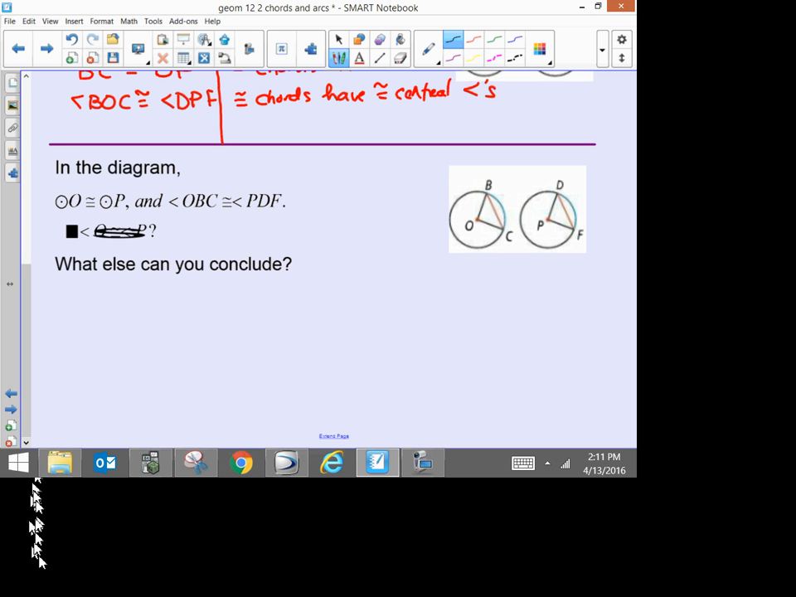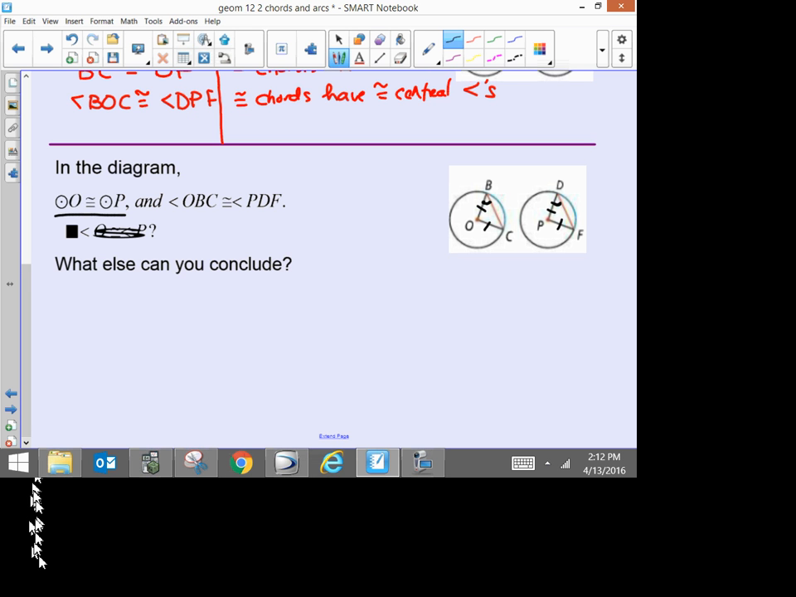Okay, circle O equals circle P, so again, radii all congruent. That's what that means. OPC, OBC. Oh, that's not a central angle, so be careful. PDF, not a central angle, so be careful. What can you conclude? We can go on and on. Ellie, Madeline, give me one.